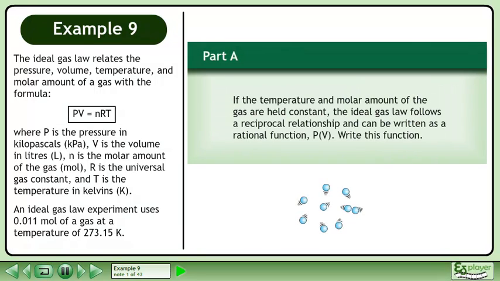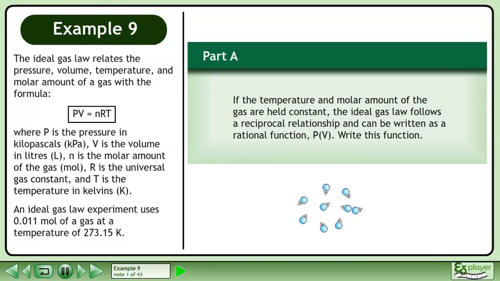The ideal gas law relates the pressure, volume, temperature, and molar amount of a gas with the formula PV equals nRT, where P is the pressure in kilopascals, V is the volume in liters, n is the molar amount of the gas, R is the universal gas constant, and T is the temperature in kelvins. An ideal gas law experiment uses 0.011 moles of a gas at a temperature of 273.15 kelvins.